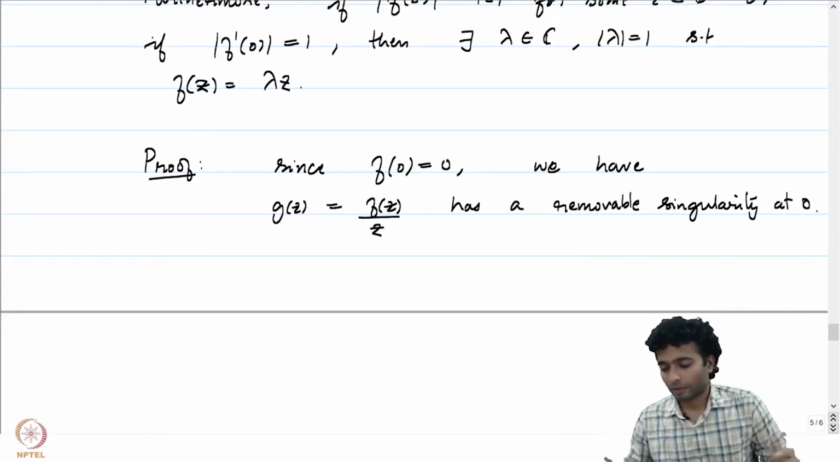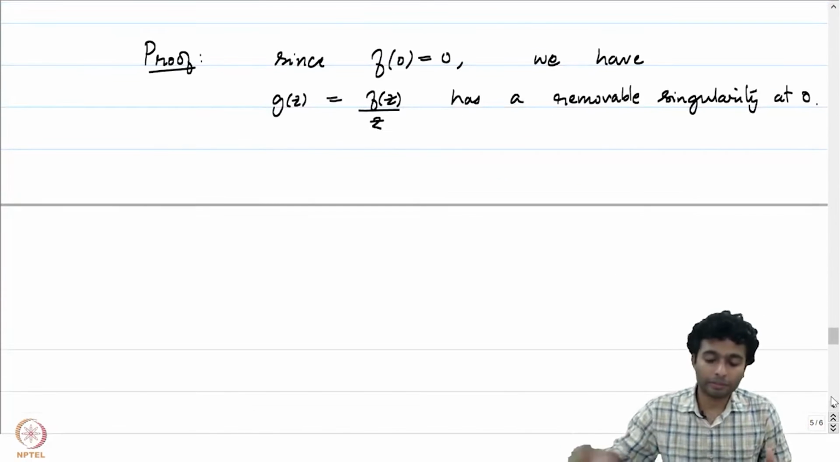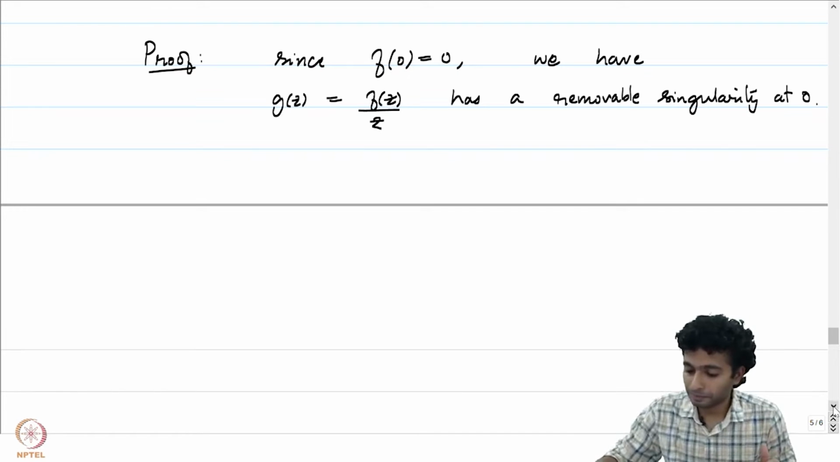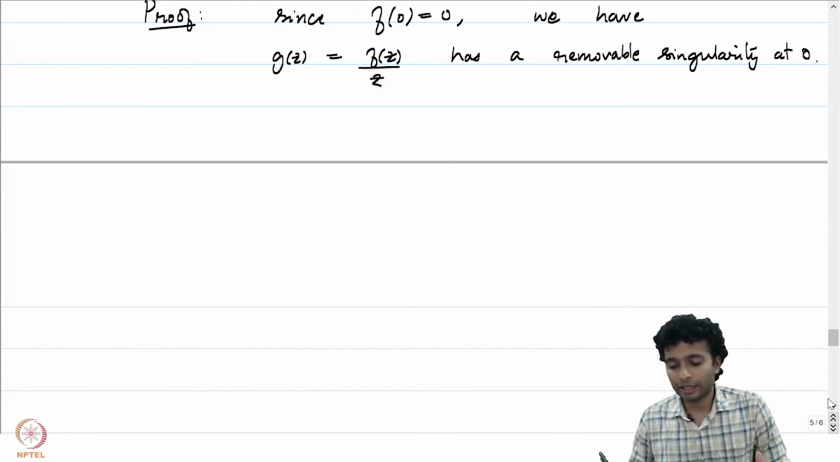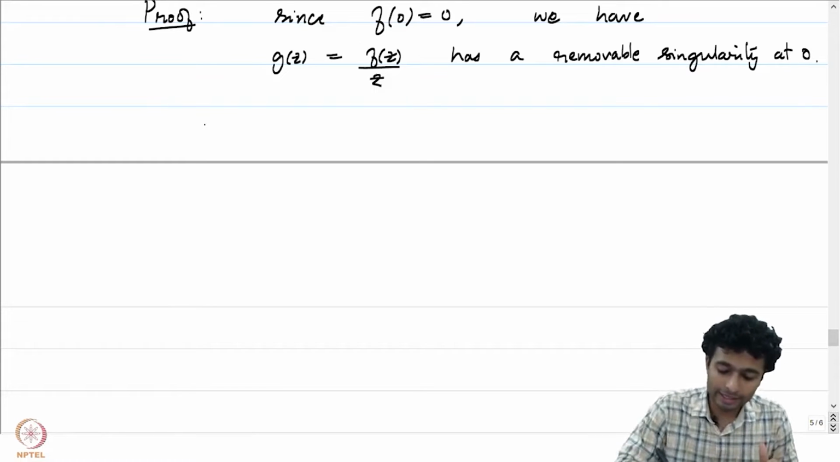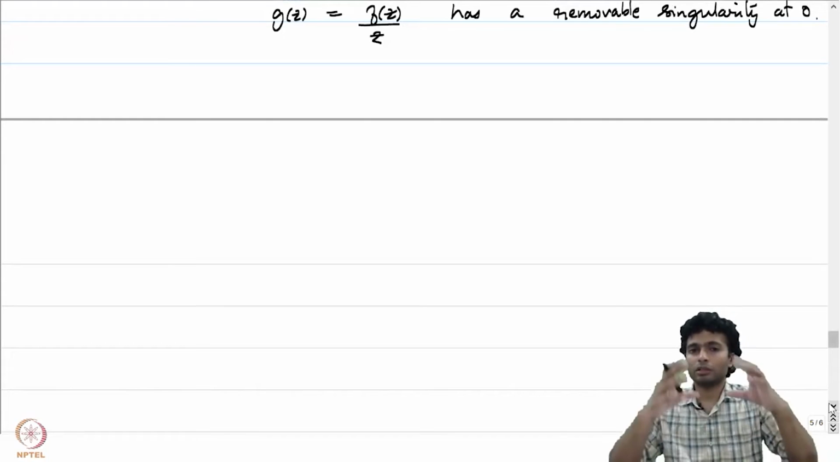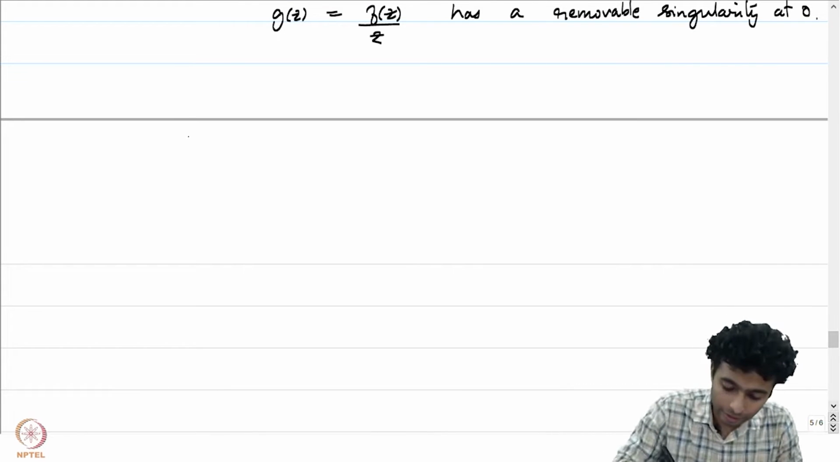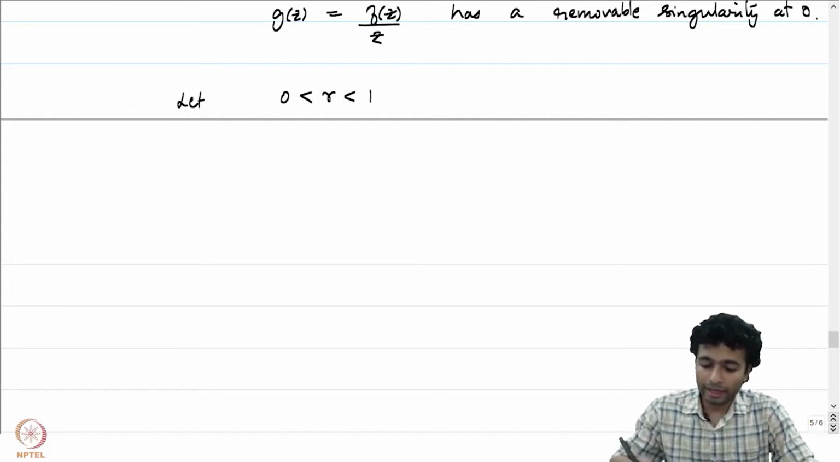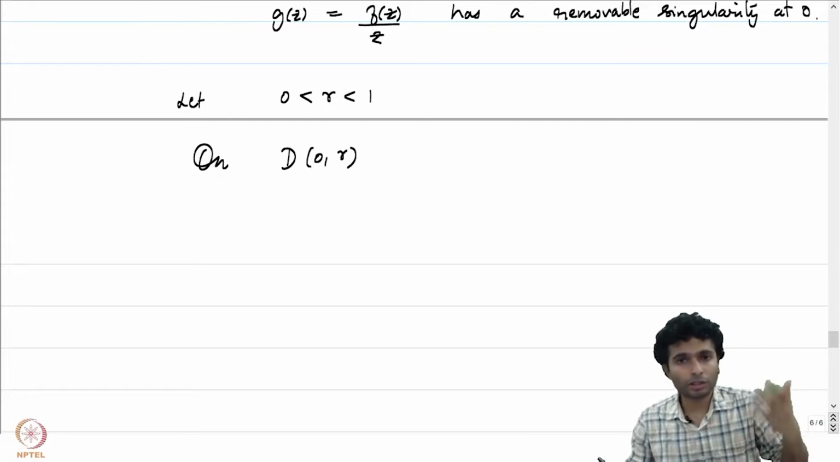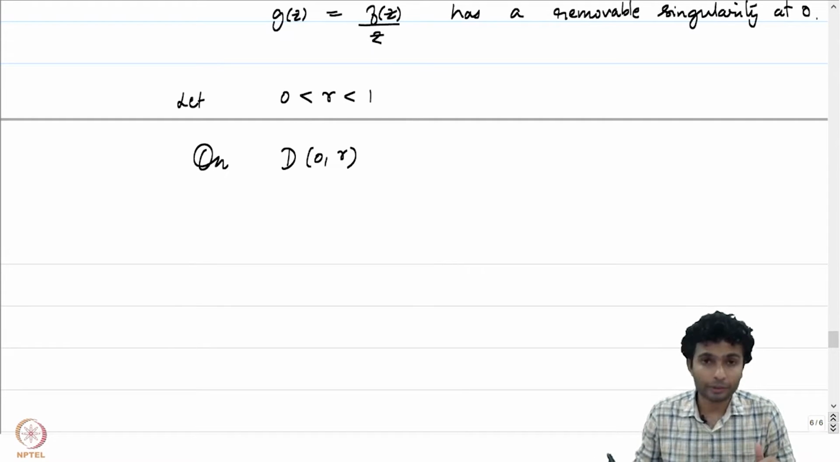Or you could, in fact, get hold of the explicit power series expansion of g by considering the power series expansion of f(z). So this has a removable singularity, and hence g can now be thought of as a function defined on the unit disk. Now let's focus on a smaller disk contained in the unit disk. Let r be between 0 and 1, and consider D(0, r). Now this is a smaller disk whose closure is a compact subset of the unit disk.